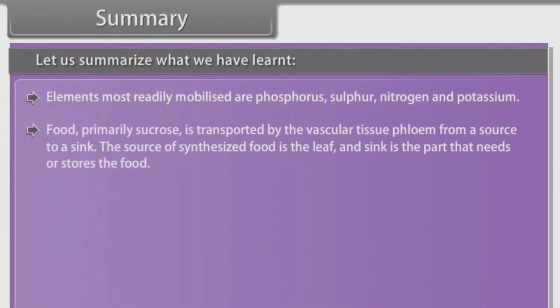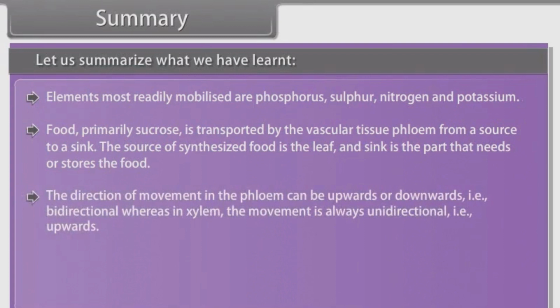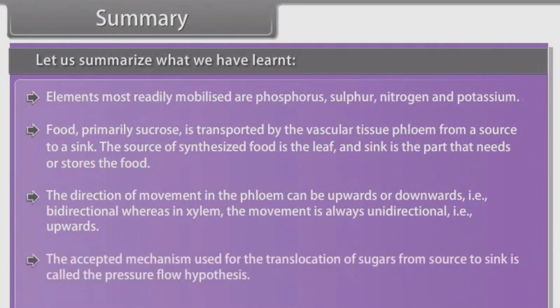Food, primarily sucrose, is transported by the vascular tissue phloem from a source to a sink. The source of synthesized food is the leaf, and the sink is the part that needs or stores the food. The direction of movement in the phloem can be upwards or downwards, which is called bidirectional, whereas in xylem, the movement is always unidirectional, which means upwards. The accepted mechanism used for the translocation of sugars from source to sink is called the pressure flow hypothesis.